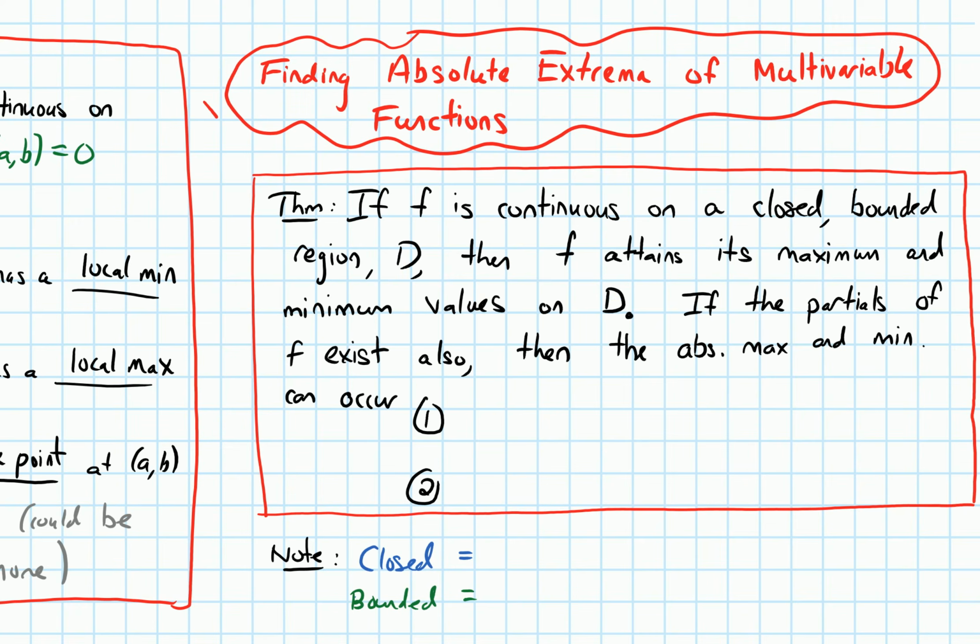So that means somewhere in the region D, f is going to reach a point where it actually hits its maximum value. And there's going to be another point in the region D where f hits its minimum value, where it reaches it.